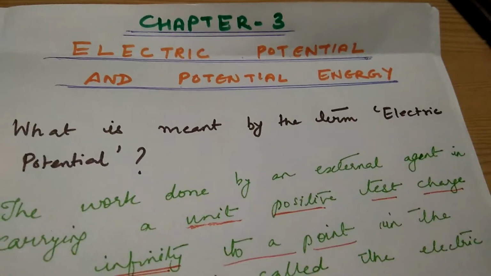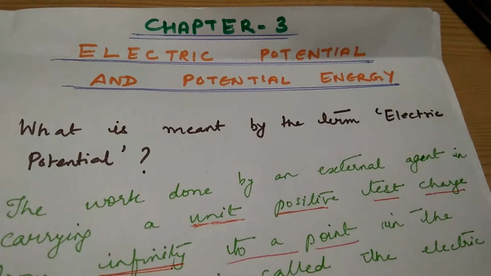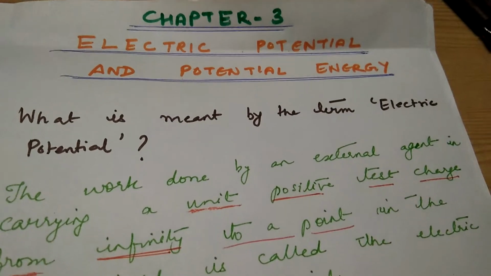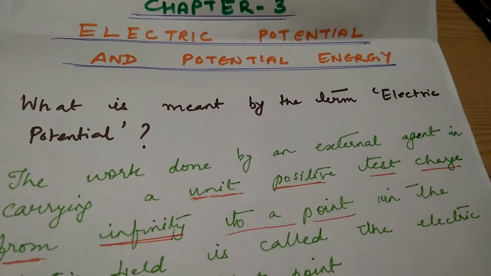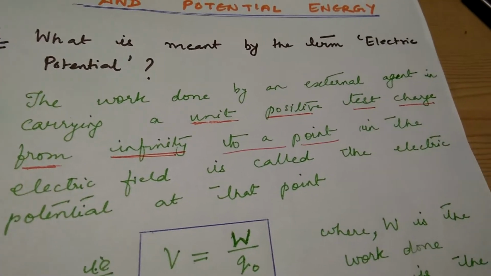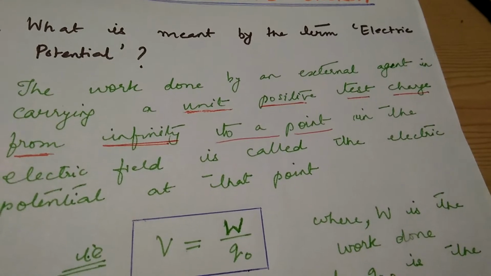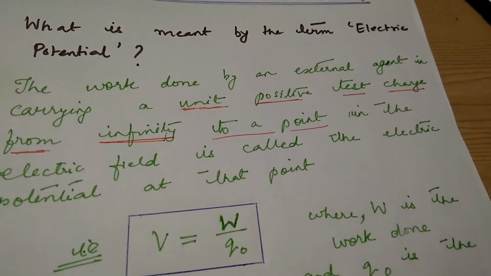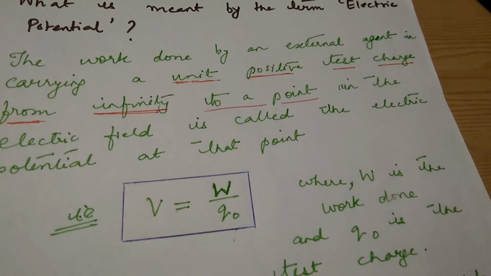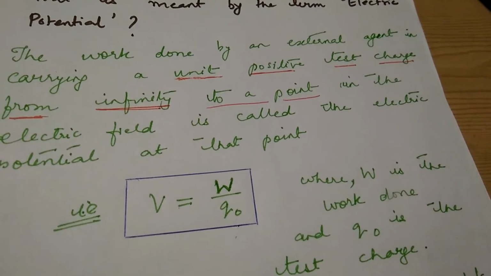We are starting with the next topic, that is electric potential and potential energy. Let us start with the basic question. What is meant by the term electric potential? The work done by an external agent in carrying a unit positive test charge from infinity to a point in the electric field is called the electric potential at that point, denoted by V is equal to W by Q naught.